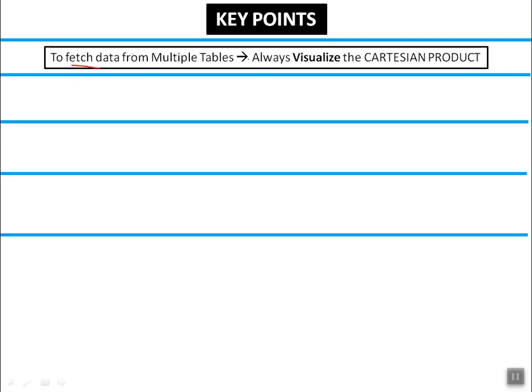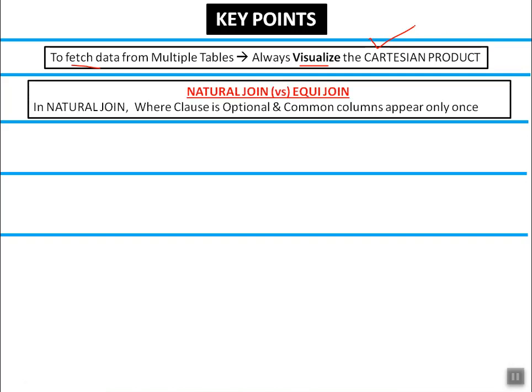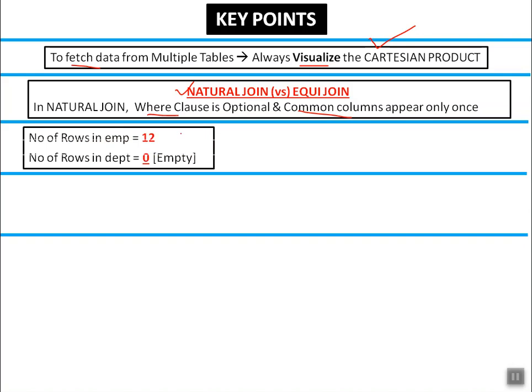Now key points. Whenever you want to fetch data from multiple tables, please always visualize Cartesian product. From now on, never ever say there are multiple tables T1, T2, R1, R2 in the from clause. Always say there is only one table which is Cartesian product. Number of columns will be added, number of rows will be multiplied. You know the difference between natural join and equi-join. In natural join, the where clause will be constructed automatically and common columns will come only once.